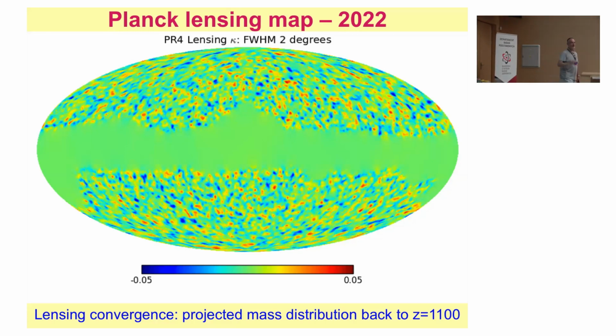So these are two excellent reasons for wanting to do de-lensing. It doesn't really work with Planck yet, but it will work very well with the future data sets.